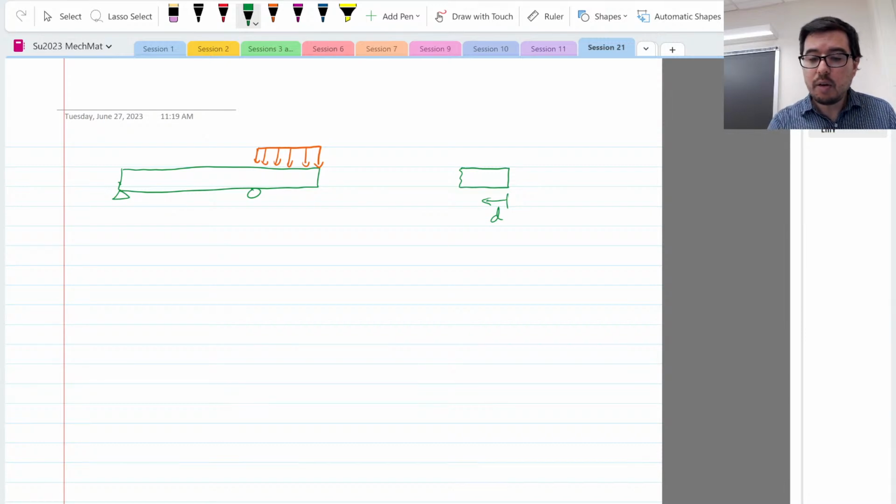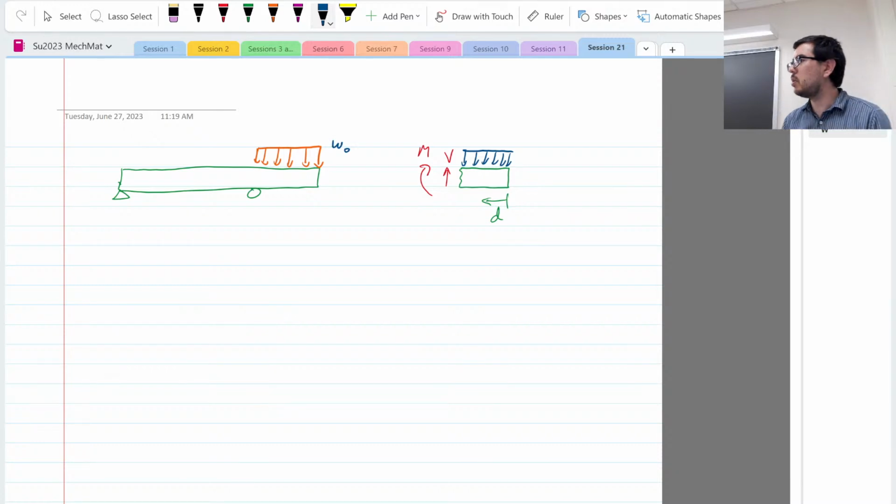And now, again, we're using our conventions. Let's use maybe that color, I don't know. So we have a V, and we have our internal M and V, okay? And now there's an external distributed force, right? And maybe we say that this has some constant W naught.